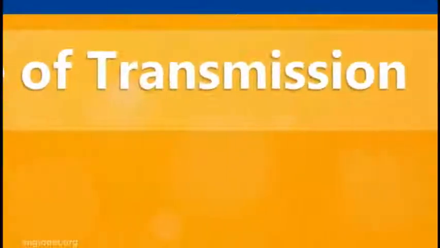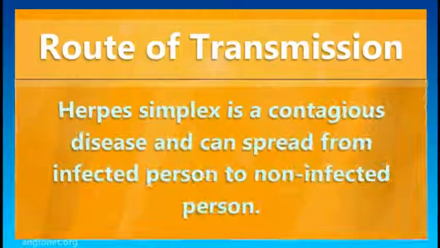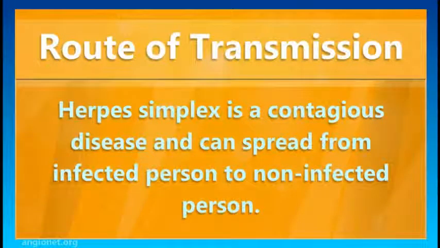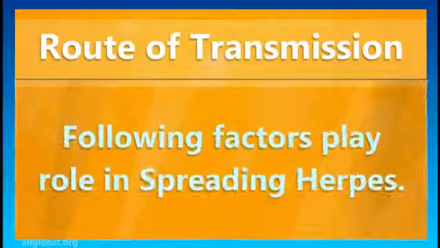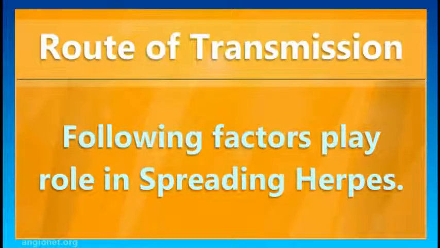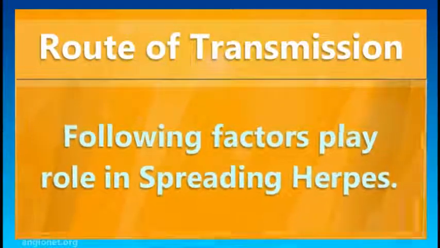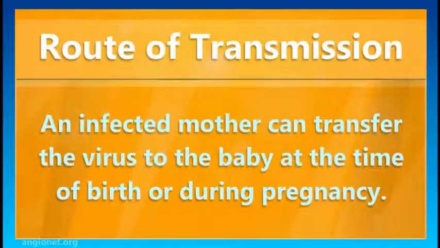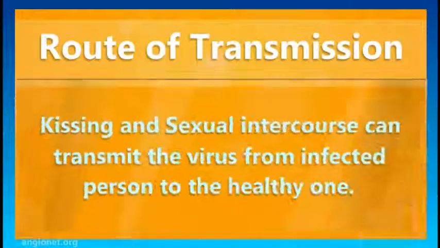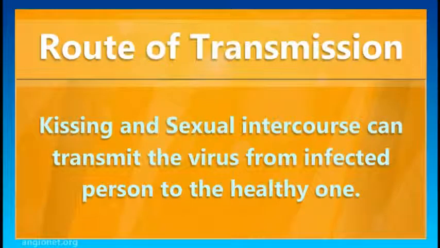Route of transmission. Herpes simplex is a contagious disease and can spread from infected person to non-infected person. Following factors play a role in spreading herpes. An infected mother can transfer the virus to the baby at the time of birth or during pregnancy. Kissing and sexual intercourse can transmit the virus from infected person to the healthy one.